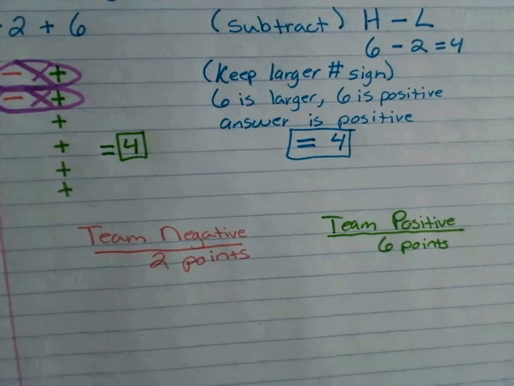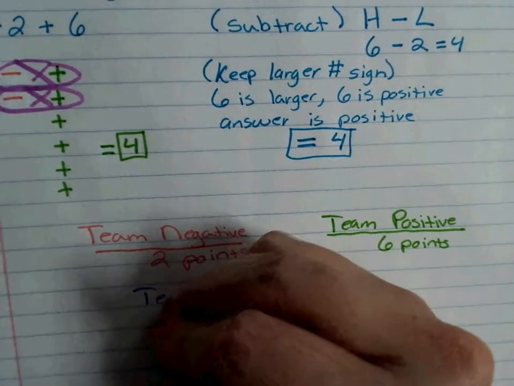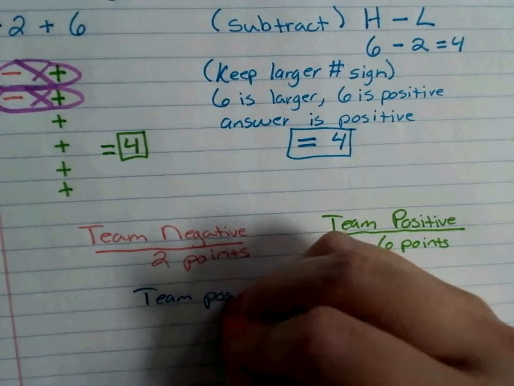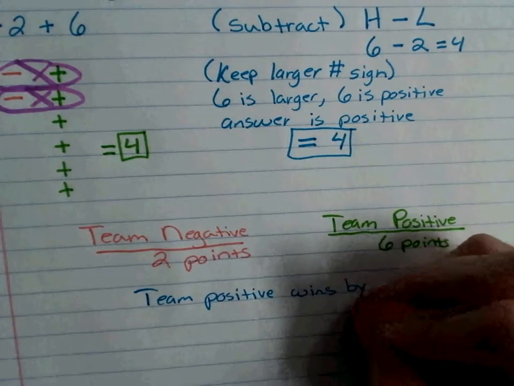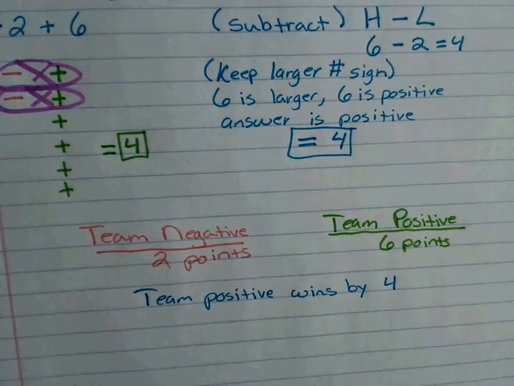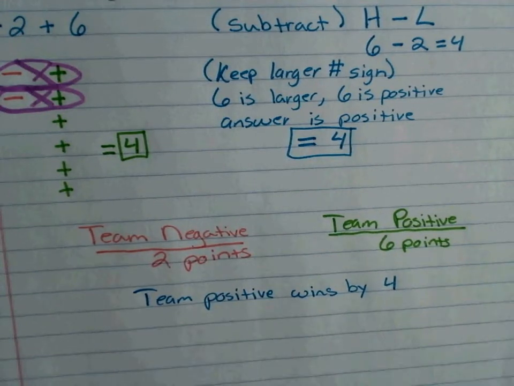So then what I focus on is who won and by how much. So who won? Team positive. By how much? 4. So team positive wins by 4. So that means it's a positive 4 for the answer. It's just another way of looking at it.